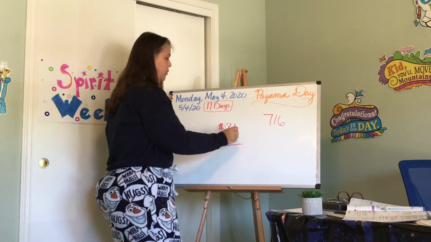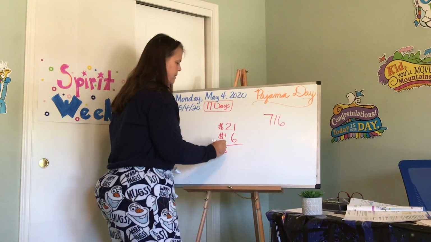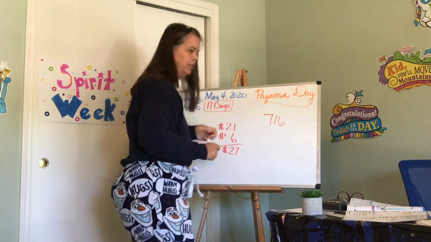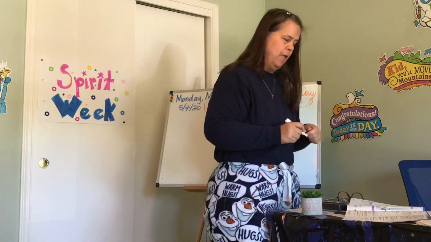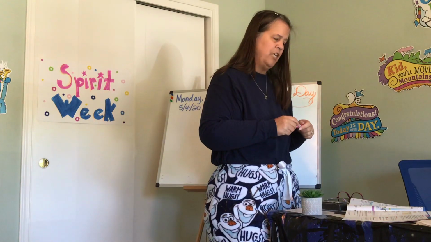Okay, so that means we're going to add. 21 plus 6 is $27. Okay? Number 2, why don't you try and figure out what Brian did? We'll check it together.